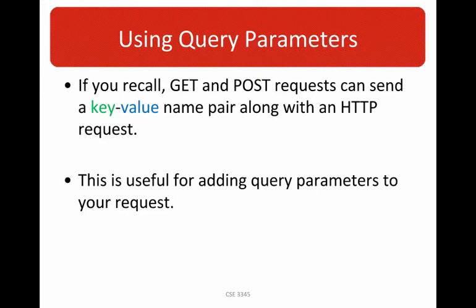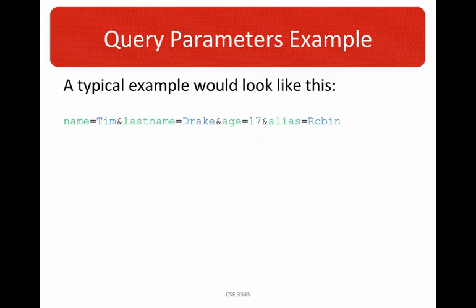So like we talked about in class when we did the Google example, whenever I sent out a search, it put that search query in there. Also, if we wanted to filter it to YouTube, it would add a YouTube query filter. So using the key value name pairs is very important.